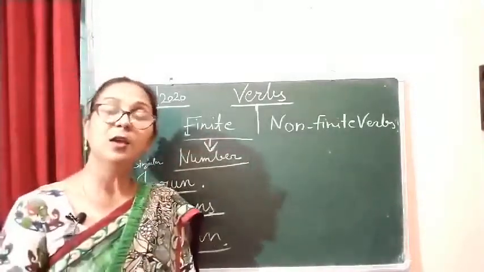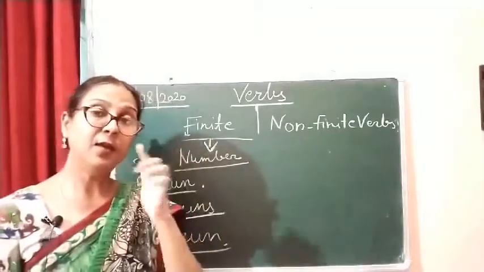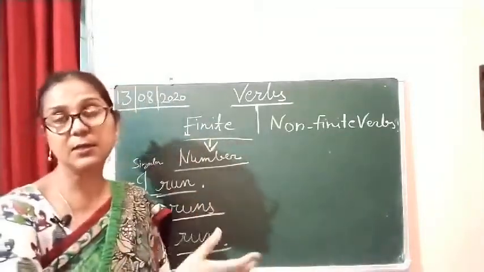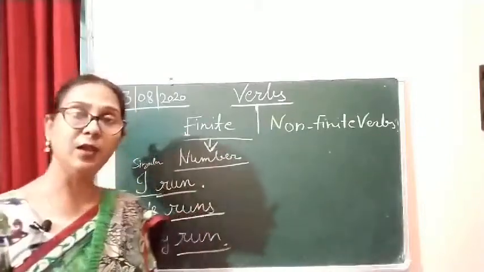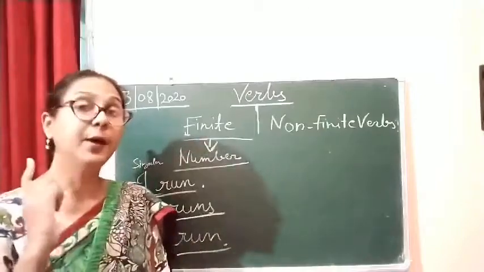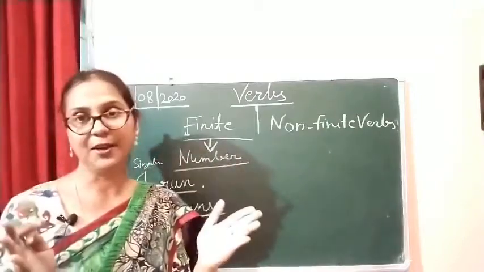And if a subject has persons, then according to the person the verb will change. So a finite verb is always changing, but it has a limitation.